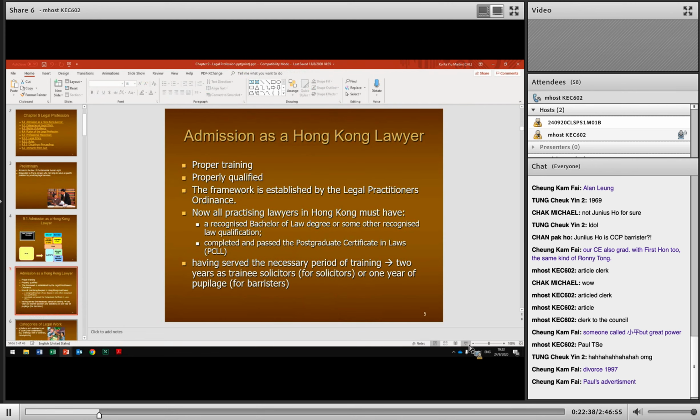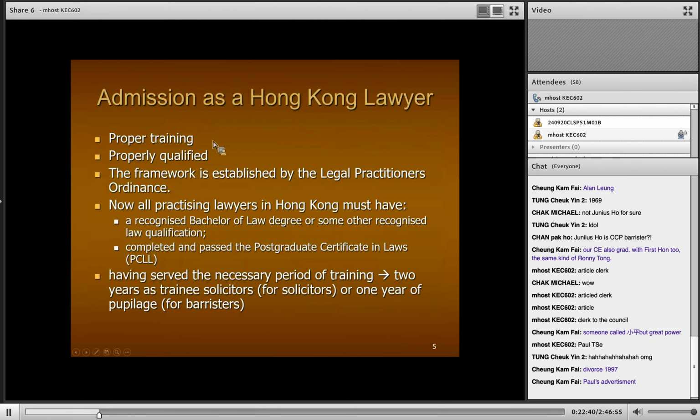Admission. We have several aspects. First of all, there must be proper training. Now they are all lawyers. Usually they have received very good legal training, through the LLB program and also the PCLL. They must also be properly qualified. They have to satisfy all the requirements prescribed by the Legal Practitioners Ordinance. This ordinance applies to all the lawyers in Hong Kong.